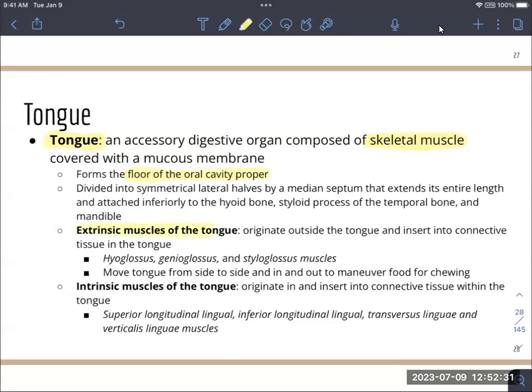So we have extrinsic muscles of the tongue, and then we have intrinsic muscles of the tongue. These extrinsic muscles help your tongue move different directions. So this would be the hypoglossus, genioglossus, and styloglossus. They help your tongue so you can stick your tongue out. You can move your tongue from side to side. You can put your tongue up to the roof of your mouth. These are all done because of the extrinsic muscles. These intrinsic muscles are the actual muscles that make up the entire tongue. Superior longitudinal lingual, inferior longitudinal lingual, transverse linguae, and verticalis linguae muscles.